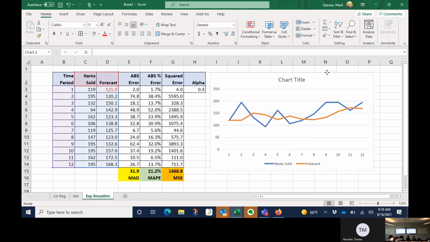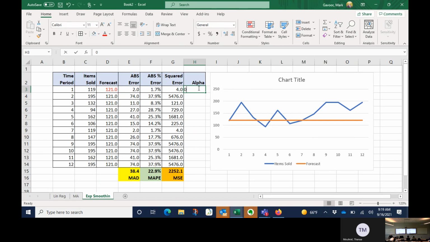I'm not going to label it just because I'm not going to label it. But look what happens when I change my alpha. Here, this really shows you what happens. If I make alpha equal to 0, my next forecast, my previous forecast, all my forecasts are 121. Is that a good forecast? That doesn't look good. It looks like I'm underestimating half the time, right?